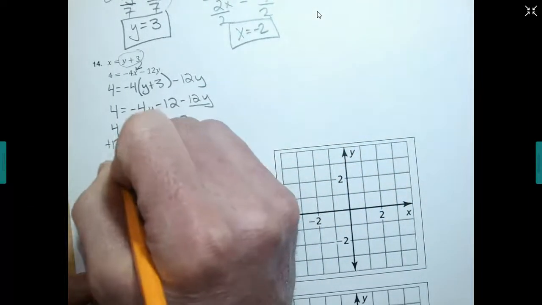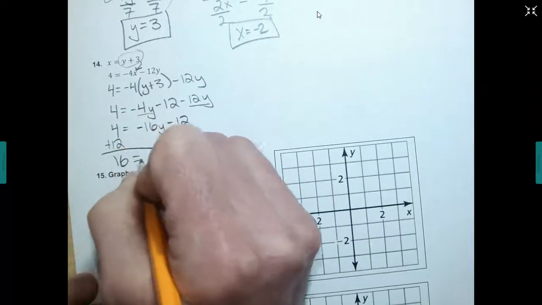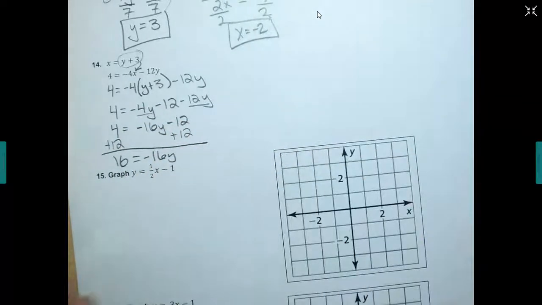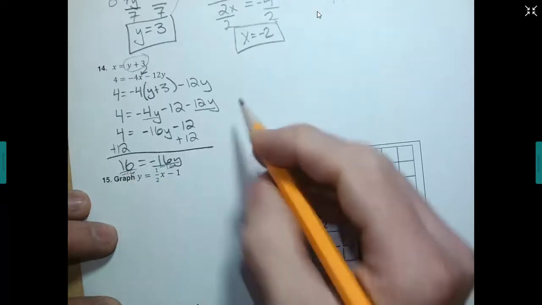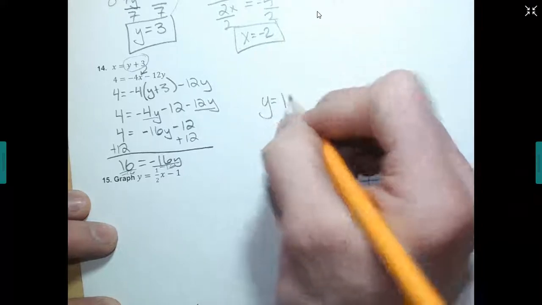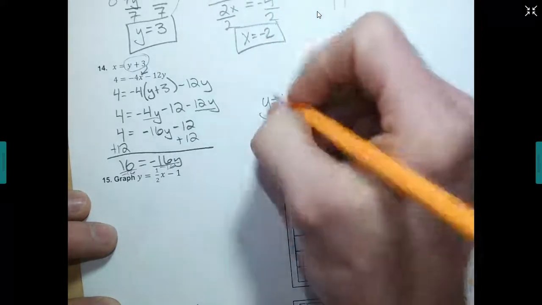Isolate my variable, so I add 12 on both sides. I get 16 equals negative 16y. I'm going to divide by negative 16. So I get y equals 1. I'm sorry, y equals negative 1.